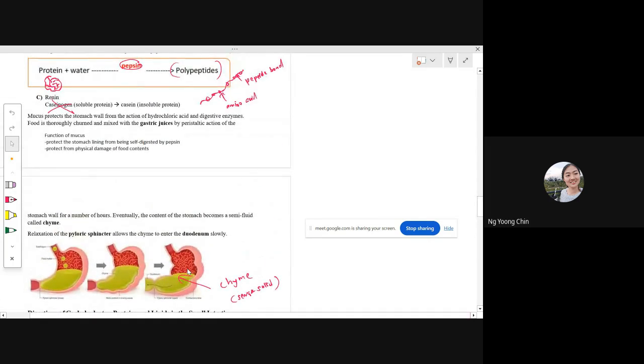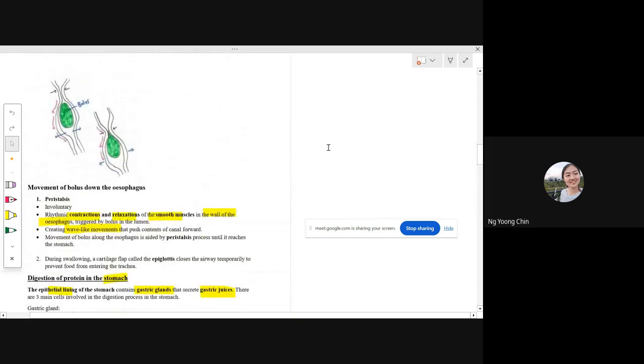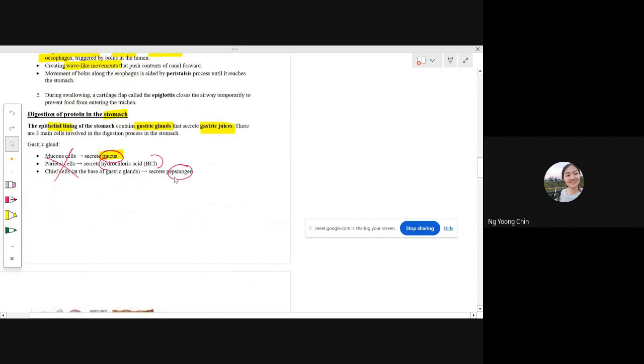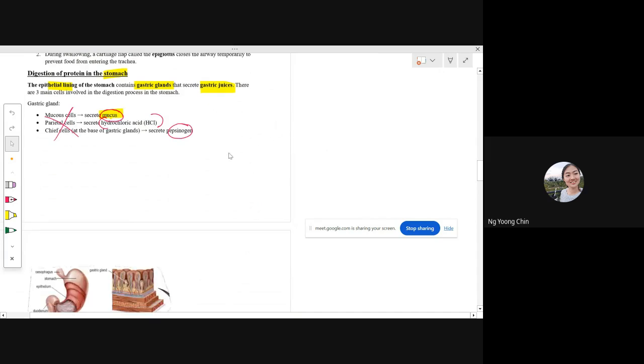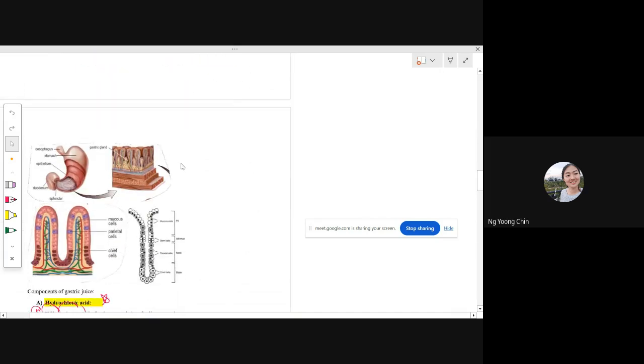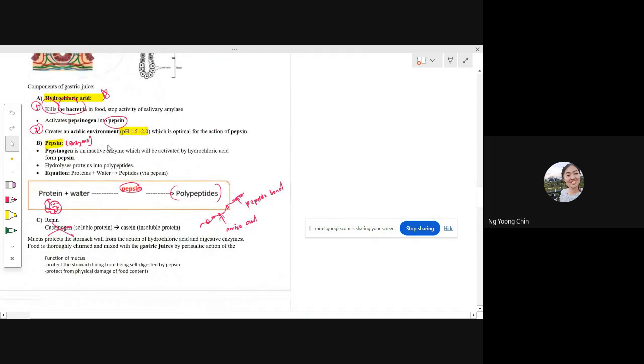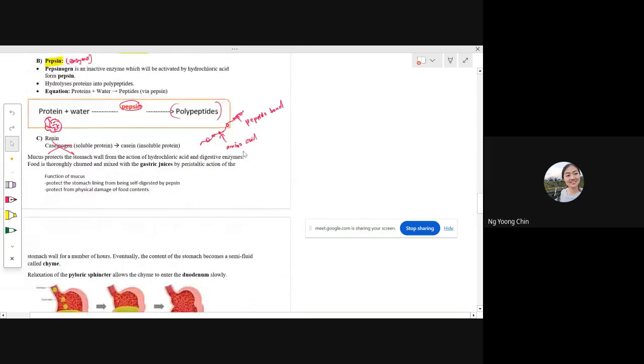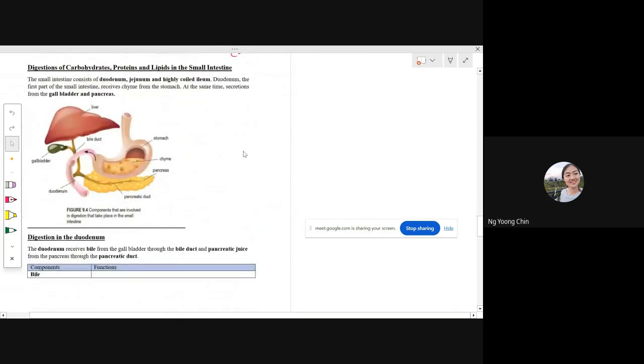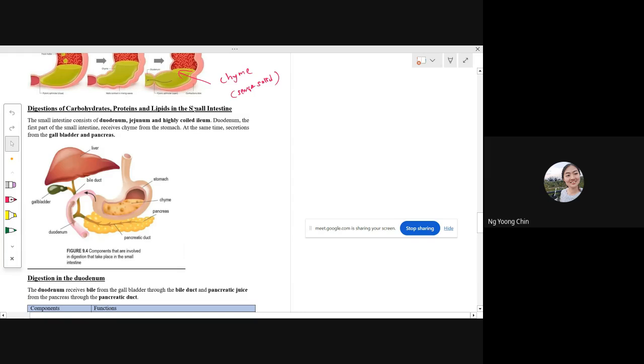Last week, we talked about the digestion process from the mouth until the stomach. So now you already remember that the stomach plays a very important role in protein digestion because it contains the pepsin enzyme, and also the hydrochloric acid, which helps create the acidic environment for the optimum activity of the pepsin. So today we are going to learn about the digestion process in the small intestine.